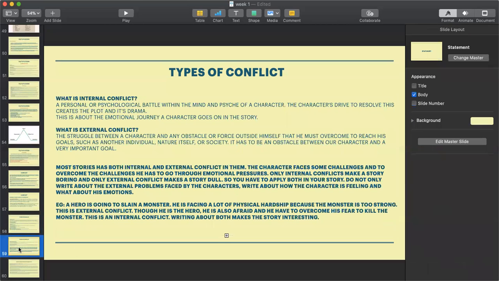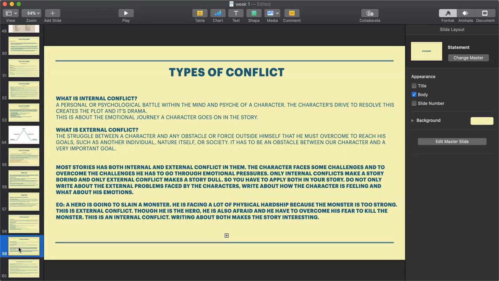And overall, there can be 2 types of conflict, which is internal conflict, where there is a personal or psychological battle within the mind and psyche of the character. Inside the mind of the character, there is an emotional battle, there is an emotional struggle going on, and you are showing that conflict. The character's drive to resolve this creates a plot and its drama. This is all about the emotional journey of the character in a story.